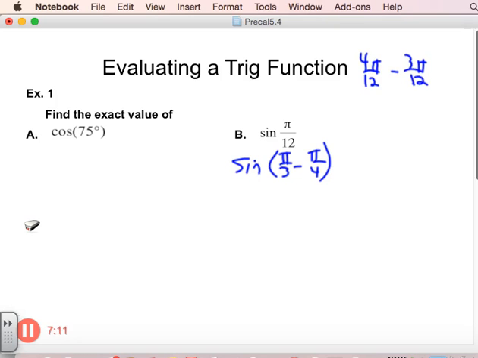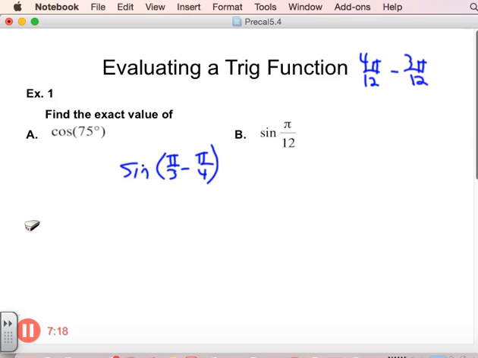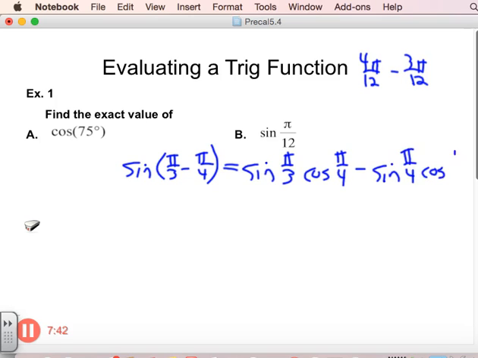All right, so we're going to use the sine difference formula. Let me move this over here to give us more room. For the sine difference formula on this one, remember we are going to use a minus between the two things. So sine is going to be sine of pi over 3, the first angle, times the cosine of pi over 4, the second one, minus the sine of pi over 4 times the cosine of pi over 3.